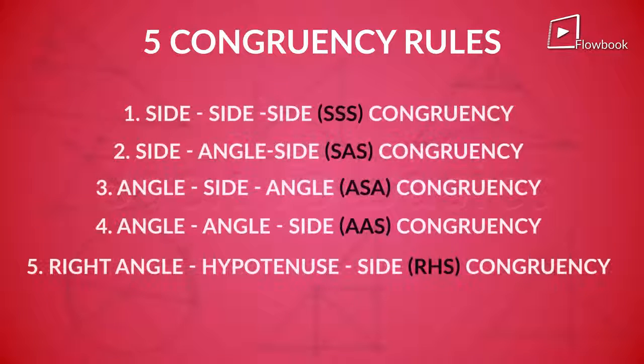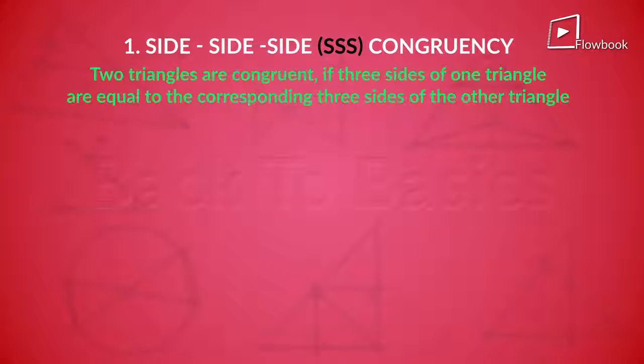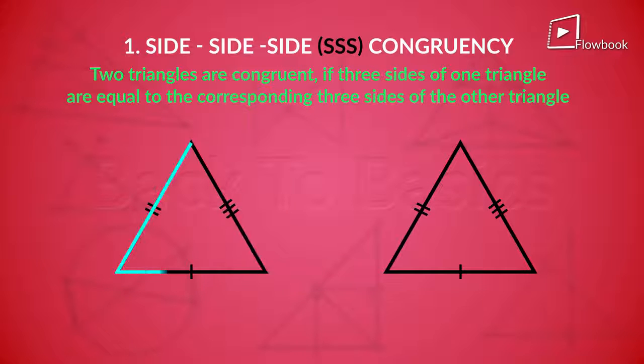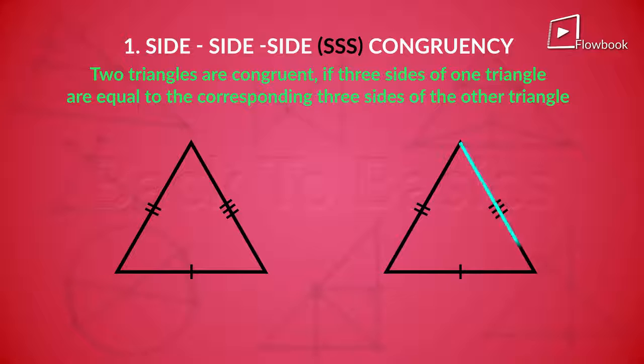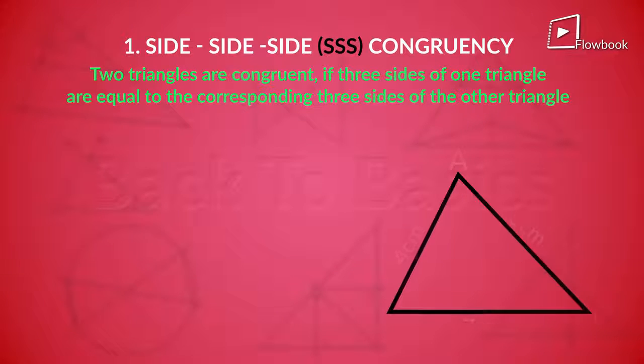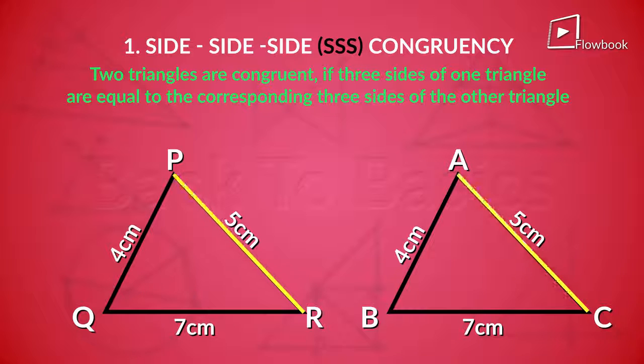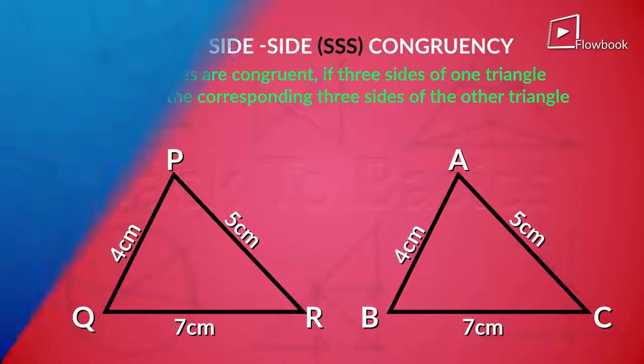So, there are altogether 5 different ways to compare the congruency of two triangles. The first one is the SSS condition, where S stands for side. Here, two triangles are congruent if 3 sides of one triangle are respectively equal to the 3 sides of the other triangle. This means that if we have two triangles with 4, 5 and 7 cm sides and they are corresponding to each other like A to P, B to Q and C to R, then they are congruent.